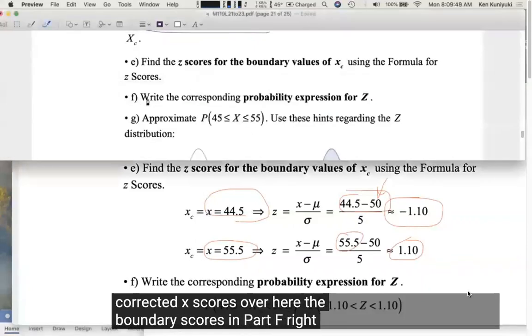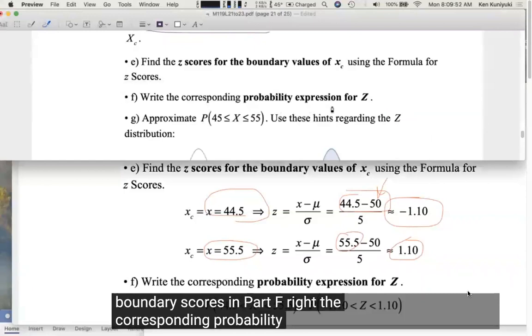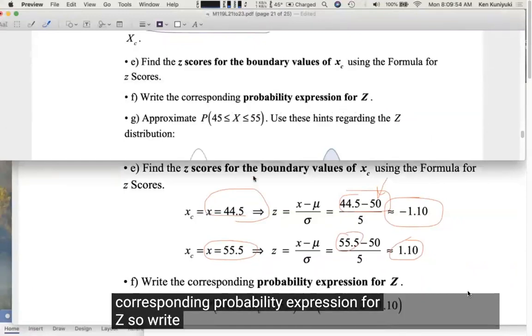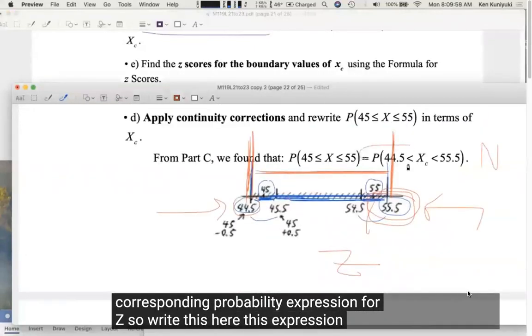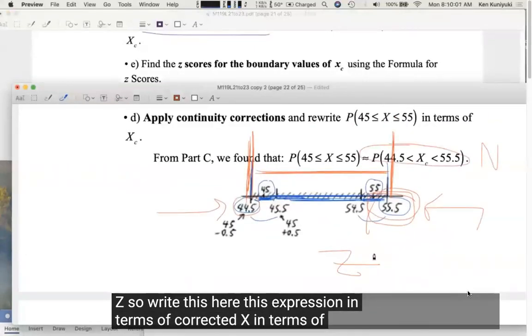In part F, write the corresponding probability expression for Z. So write this here, this expression in terms of corrected X, in terms of Z.